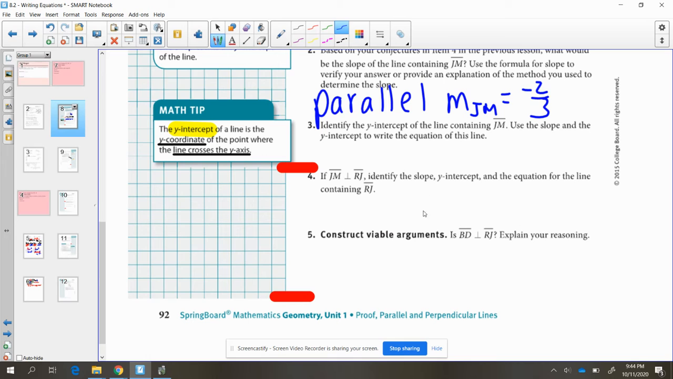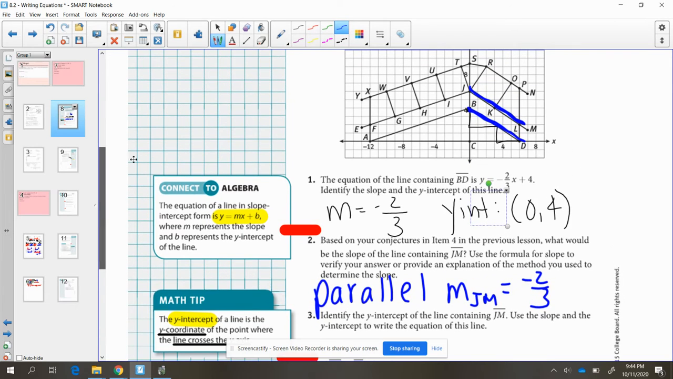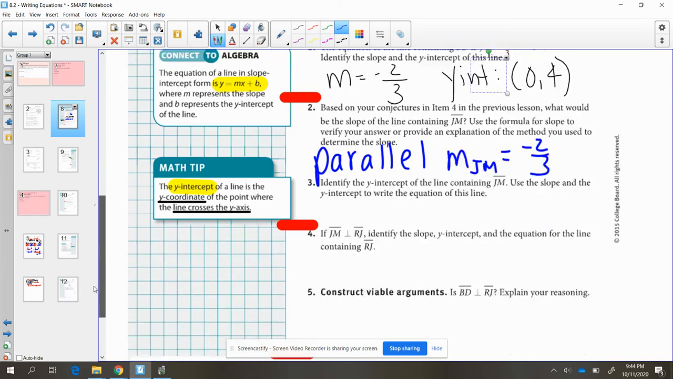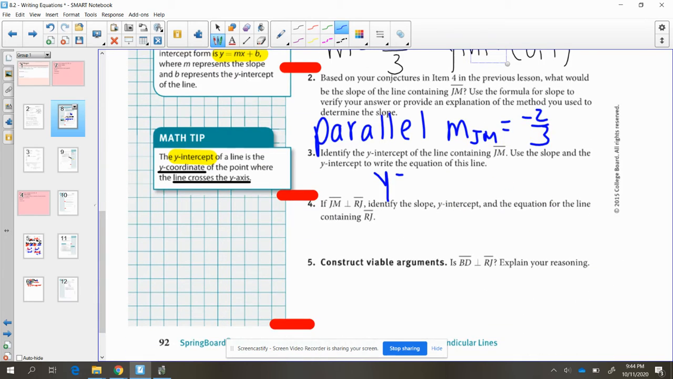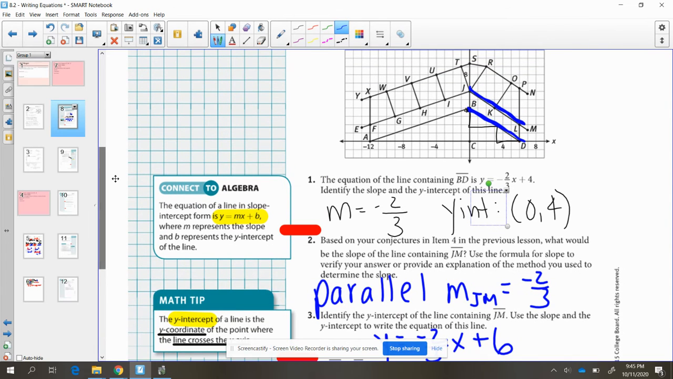Now the difference here is the slope may be the same, but our y-intercept is going to be a little bit different because obviously it's not touching the graph at 4, it's touching our graph at 6. So this time its equation, while it's still going to have that negative 2/3 x, it's going to be plus 6 because the y-intercept is touching our graph here at (0, 6).